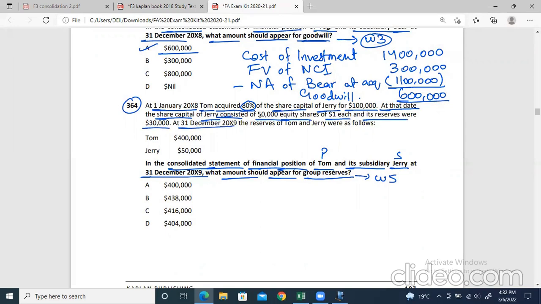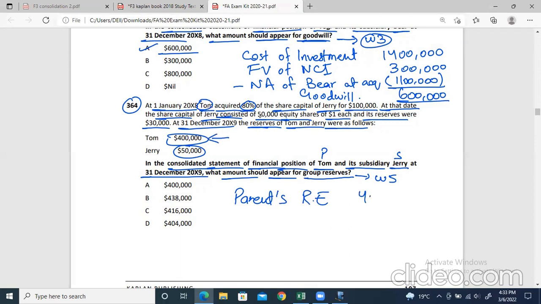Okay. Now at 31st December 19, at the reporting date, the reserves of Tom and Jerry were as follows. Reserves, in other words, is called retained earnings as well. So the retained earnings for Tom, the parent, was 400,000, and for Jerry it was 50,000. Now for working 5, let's make a format. First, if we remember, we wrote parent's retained earnings, only the parent's retained earnings. Parent in this case is Tom, right? So Tom has how much retained earnings?